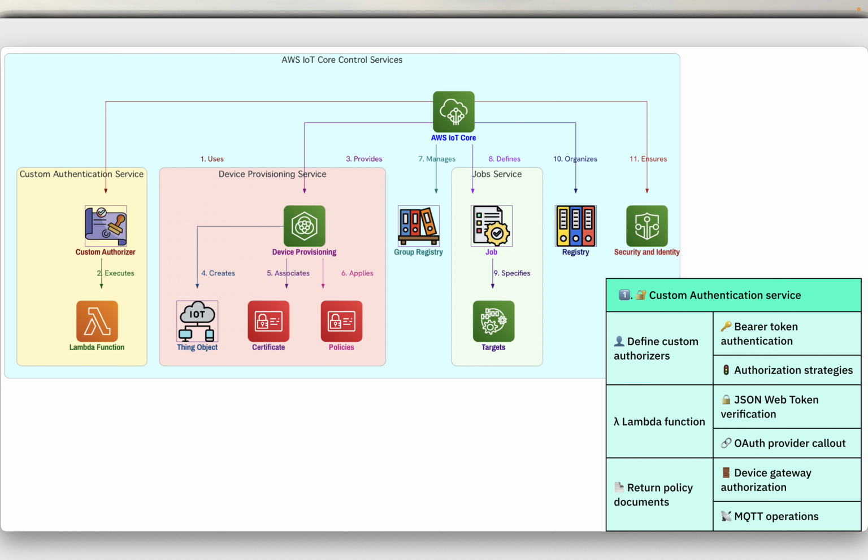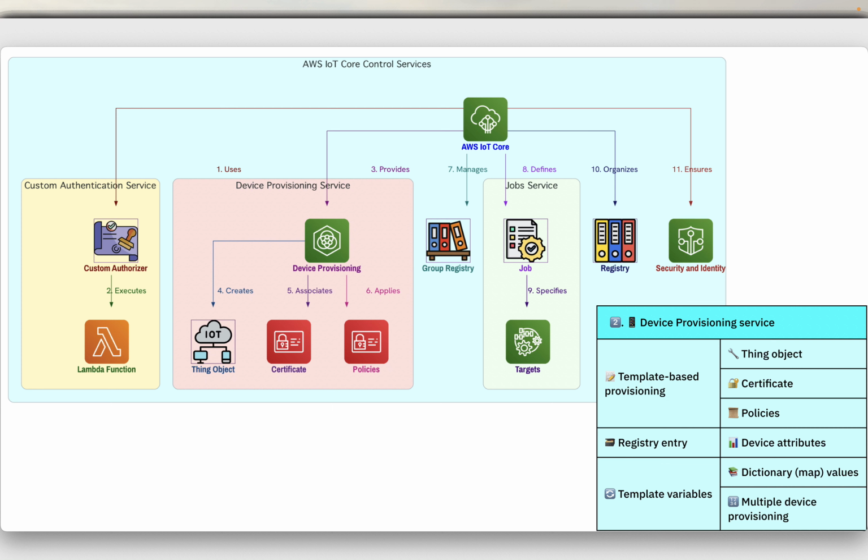Custom authorizers allow AWS IoT to authenticate your devices and authorize operations using a bearer token authentication and authorization strategy. Custom authorizers can implement various authentication strategies. For example, we have JSON Web Token verification or OAuth provider callout, and they must return policy documents that are used by the device gateway to authorize MQTT operations. So this will be the first step. You will have to have a custom authorizer or some inbuilt authorizer.